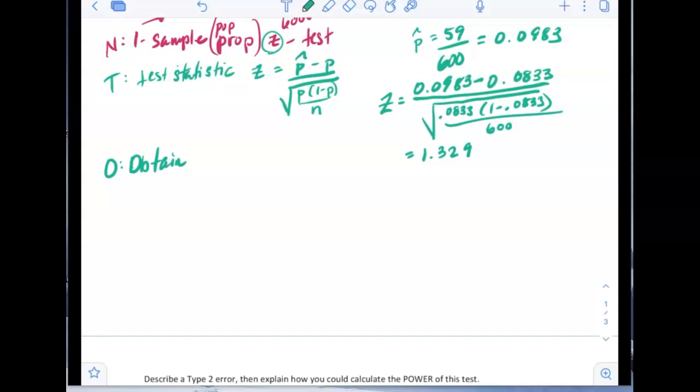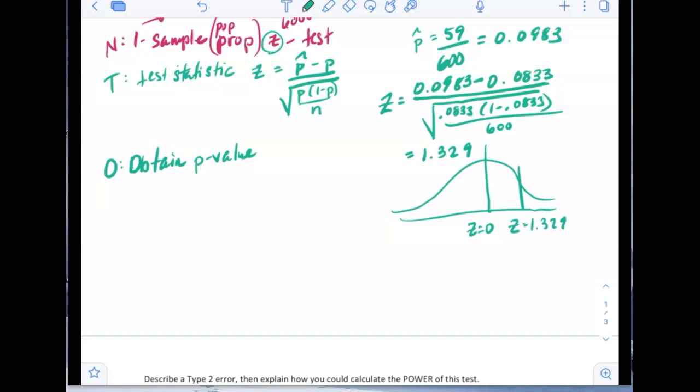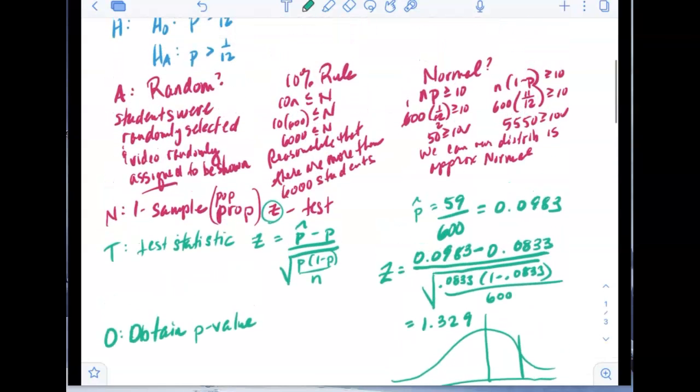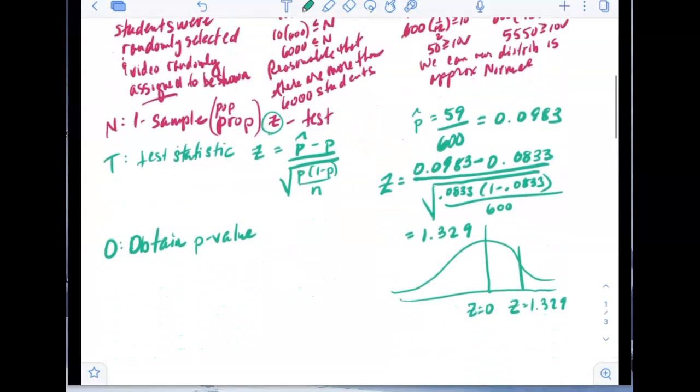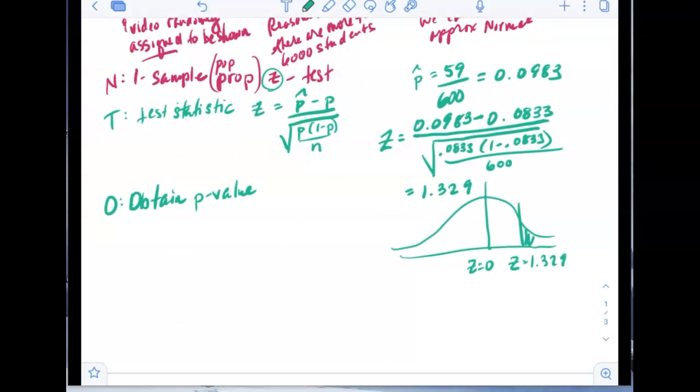So these two are new steps that we haven't been practicing before. So obtain our p-value. Okay, so this is going to look familiar. We're going to go and draw our normal curve. This is a Z-score, right? So this is where Z is 0. This is where Z is 1.329. And we're going to go and look at our alternative and color in the direction they want, so greater than. So I'm going to be coloring in this side.